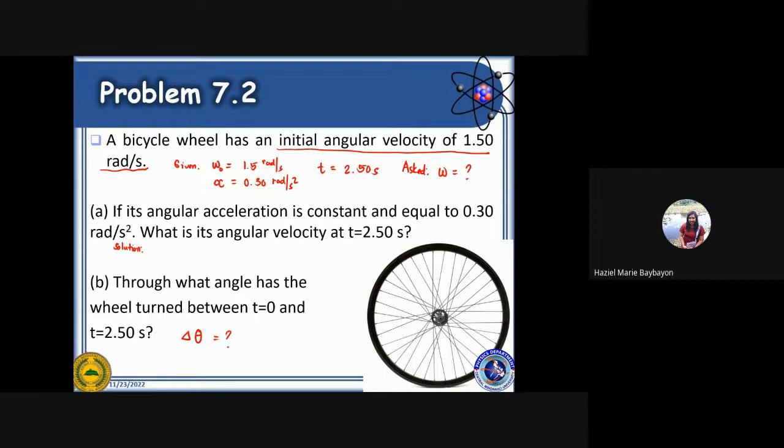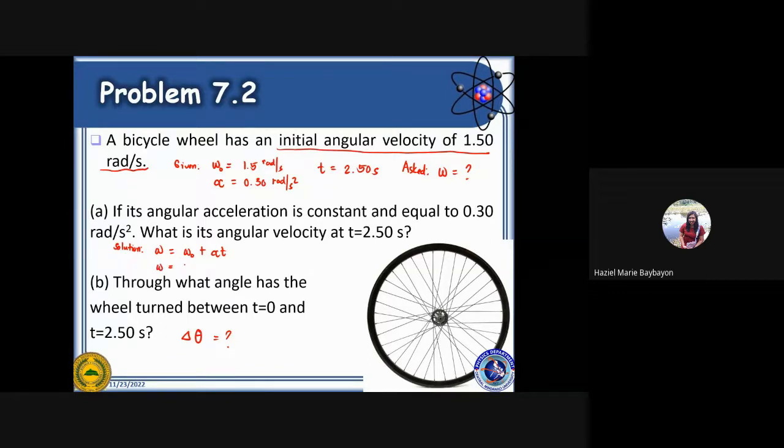Which equation should we use? So we can use Equation 1, ma'am. Okay, very good. So we have omega equals omega naught plus alpha times time. From this equation, we can get omega directly.